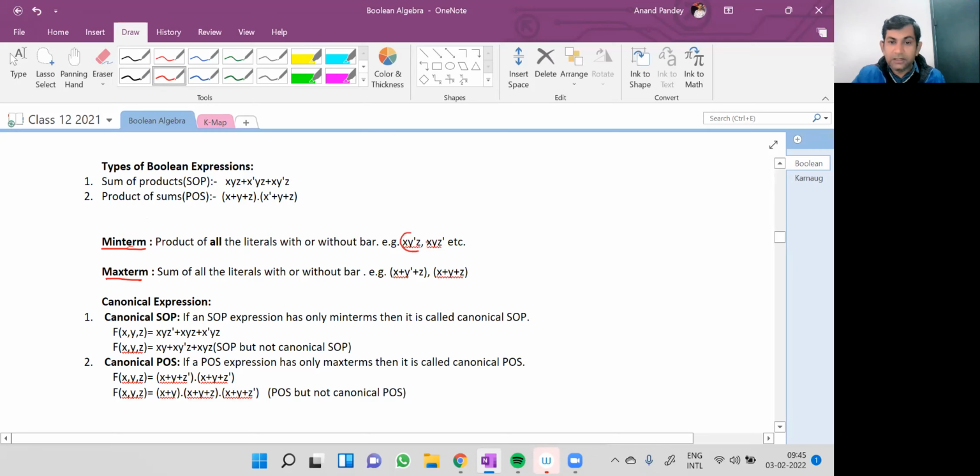Here x, y, z are literals or propositions. Consider a Boolean expression that has three literals or three propositions x, y, z. The product of all the literals with or without bar is called a min term. If a Boolean expression has three propositions x, y, z, and one term has only x, y dash, then this is not a min term. I will come to this point shortly.